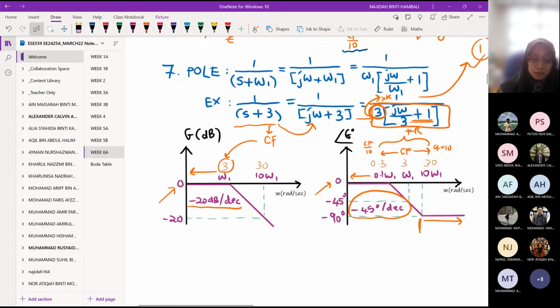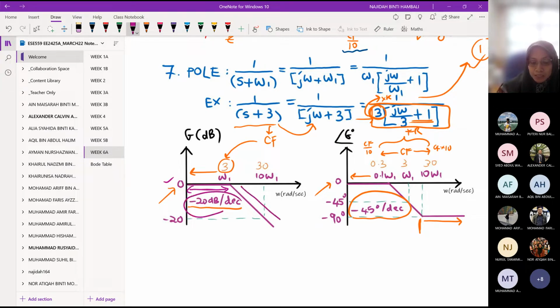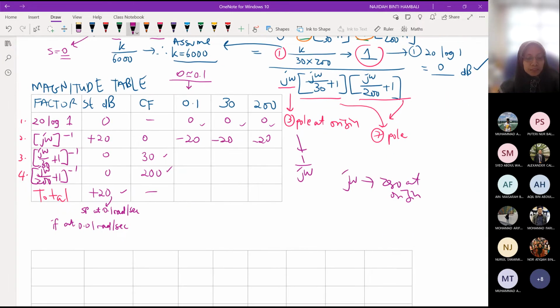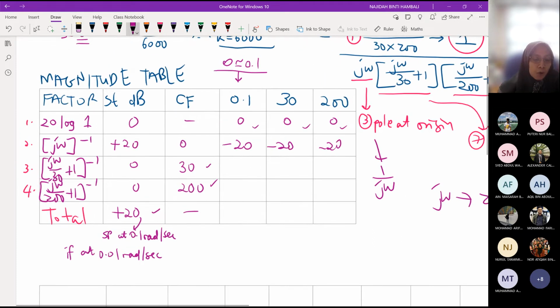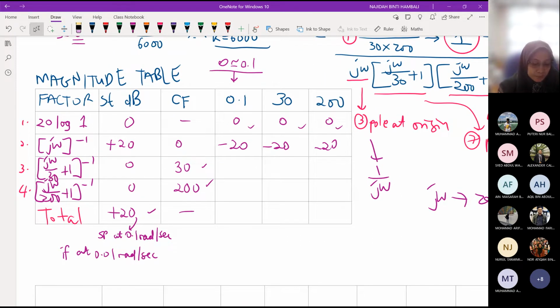Okay, so this is the pole. Tengok, starting point kosong. Kita dah isi dah tadi starting point kosong. Slope below than the cutoff frequency, 0 dB per decade. Ni ya, straight line. Larger than the cutoff frequency, 20 dB per decade. This part, larger than the cutoff frequency. So sekarang kita tengok cutoff frequency kita berapa. Okay, for the third factor, our cutoff frequency is 30. Okay, this one. Our cutoff frequency is 30.